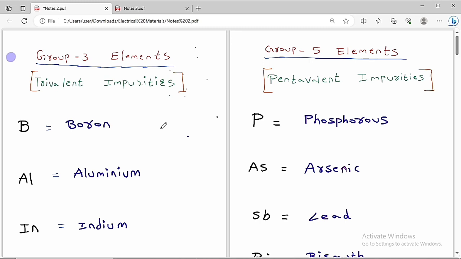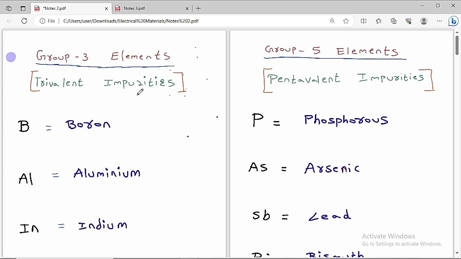So let's get started. Basically, what are the group 3 elements? Group 3 elements are called trivalent impurities. Why are these called trivalent impurities? Because whatever elements are present in group 3, they are going to have 3 electrons in the valence orbit. That is the reason we say these are trivalent impurities.